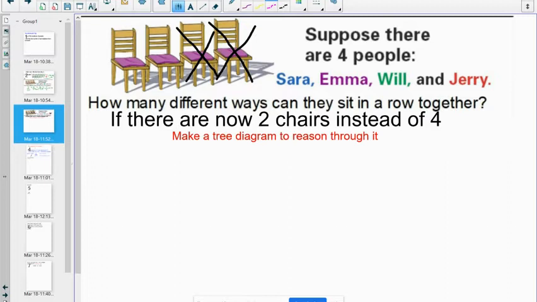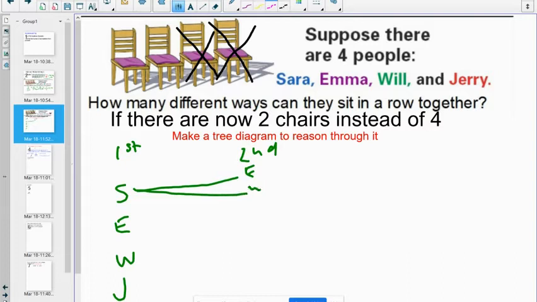Now it's the same question, but instead of the 4 chairs, we still have 4 people. Instead of 4 chairs, we have 2 chairs now. We're going to make a tree diagram. So let's say our first chair, second chair, we get to pick Sarah, Emma, Will, or Jerry. And for a second one, we can either pick Emma, Will, Jerry, because we already picked Sarah, so we're not going to have Sarah as an option for our second chair.